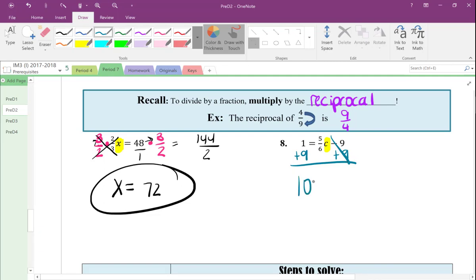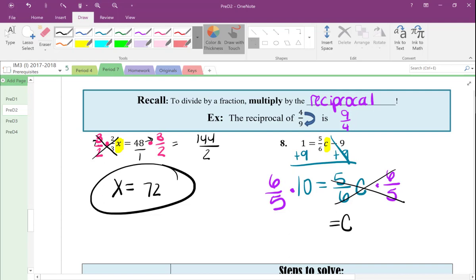So then we have 10 equals 5 over 6 C. To get rid of this fraction, you have to multiply by the reciprocal, which is the switching. What is the reciprocal of 5 over 6? 6/5. There you go. See? 6 over 5. And again, look what's so cool about this is that's gone. You're left with C.